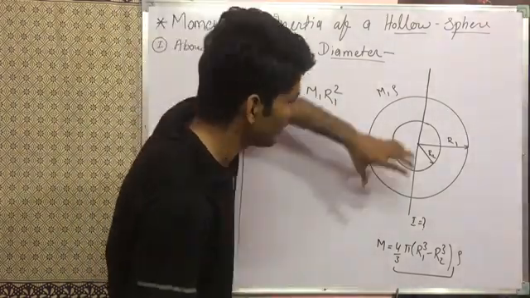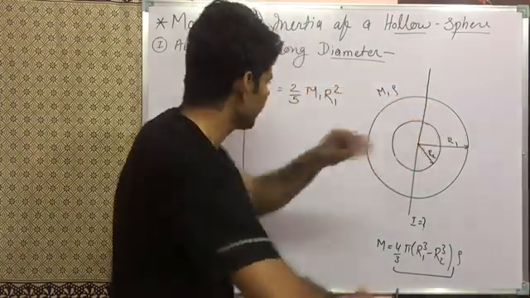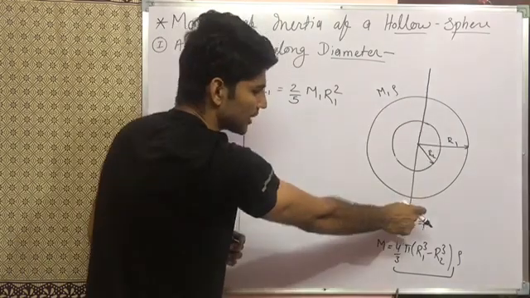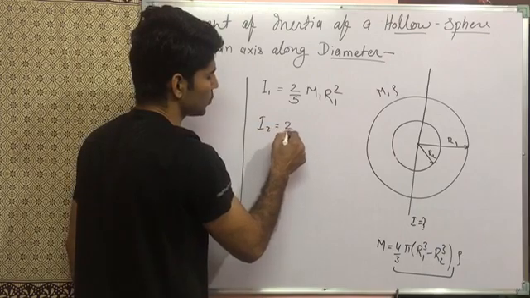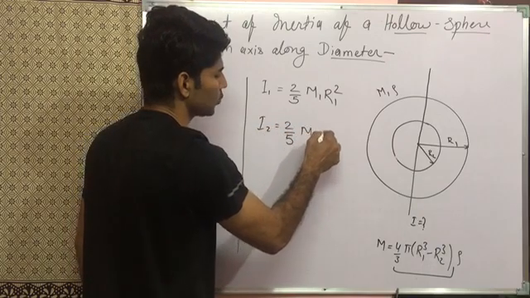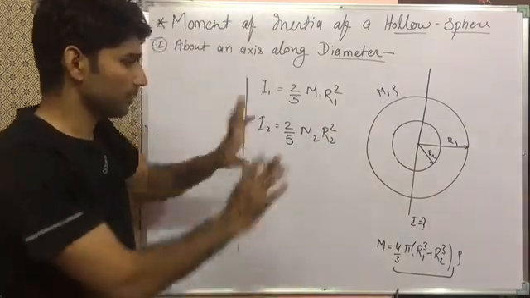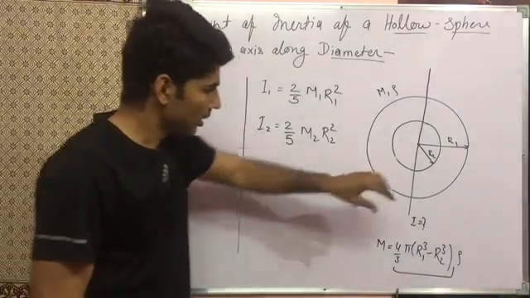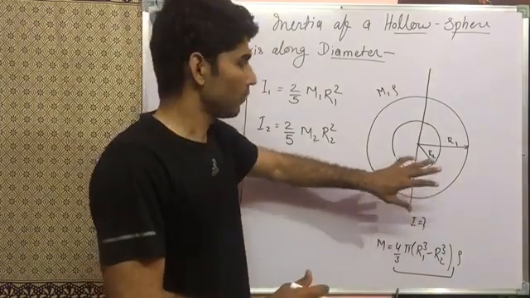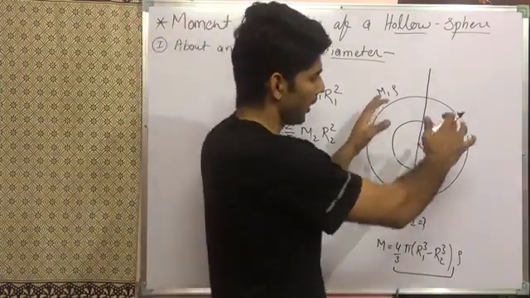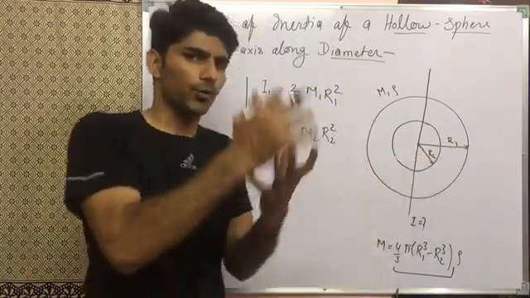Now we imagine a sphere of radius R2 here, which is also a solid sphere, and the moment of inertia along this axis for the inner sphere will be I2 equals 2/5 M2 R2 square. So we have two moments of inertia: one for the complete sphere, and one for the small sphere of radius R2. The hollow sphere is what we get when we take the sphere of radius R2 out of the complete sphere of radius R1.